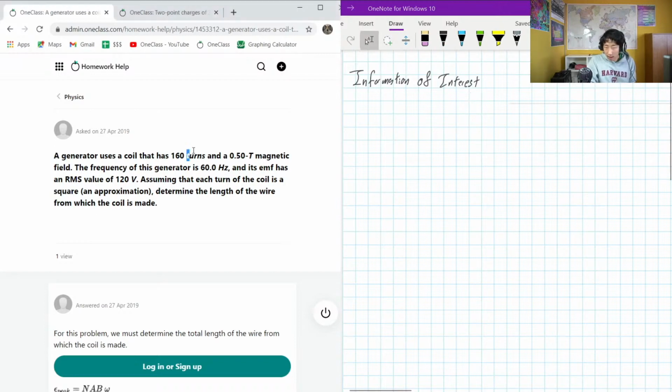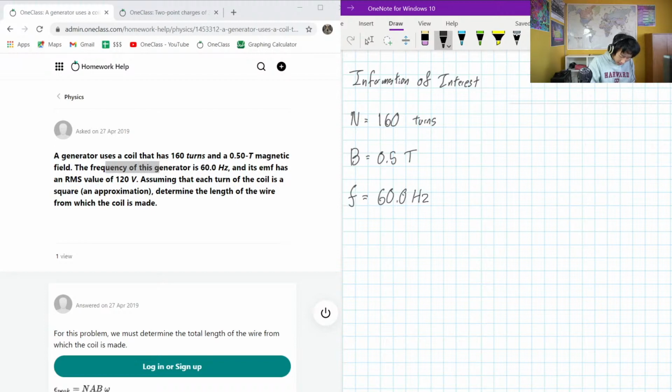So the first thing that we are given is 160 turns. So that's going to be our N value. 160 turns. And our magnetic field is represented with B. That is 0.5 Teslas. The frequency is 60 hertz. 60.0 hertz. And its voltage, or let's just call that EMF. This is equal to 120 RMS volts.